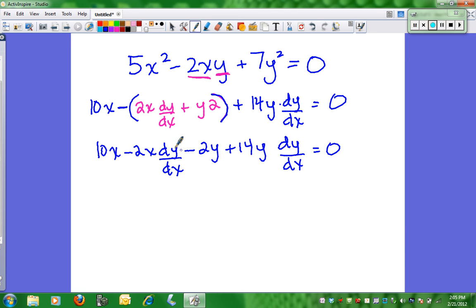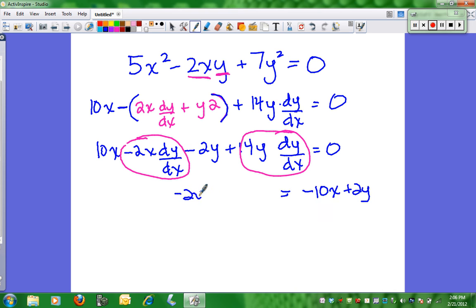So now I'm going to keep my dy/dx stuff, the negative 2x dy/dx and the 14y dy/dx, over here on the left, and everything else is going to go on the other side. I'm going to subtract 10x and add 2y to the other side, which gives me negative 10x plus 2y equal to negative 2x dy/dx plus 14y dy/dx.